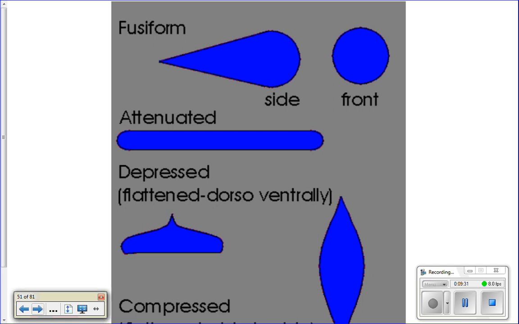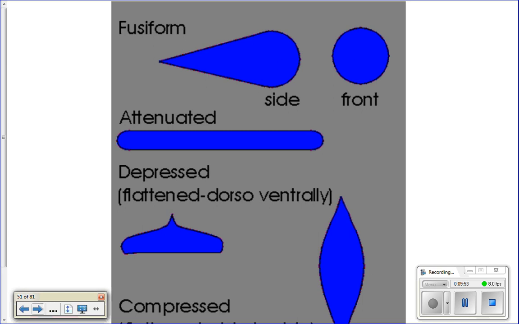If you look at it from the side, it's got this teardrop shape. If you look at it from the front, it's round. So it's this nice teardrop shaped fish that's really good for swimming fast and over long distances. And I'll show you a picture of a swordfish, which has that fusiform shape.